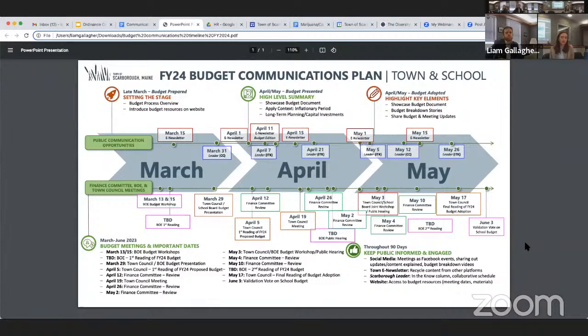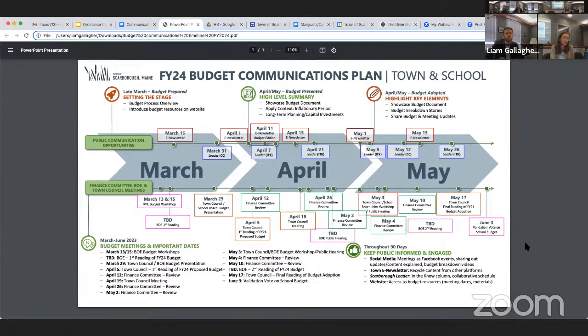And then we'll continue that into May, and it'll really switch gears into talking about how the process ended and looking ahead to the validation vote for the school budget. In the past, we have had the school work with us on reserving spaces in different newsletters and maybe as part of the leader column. So that's something we can talk about.